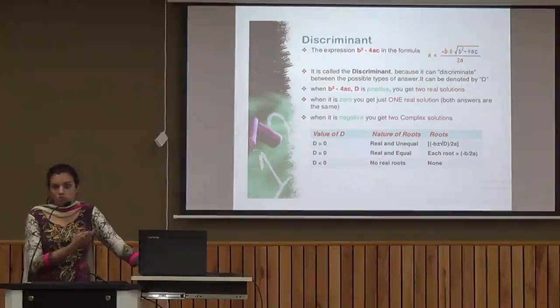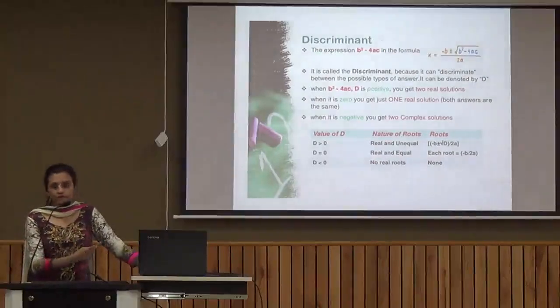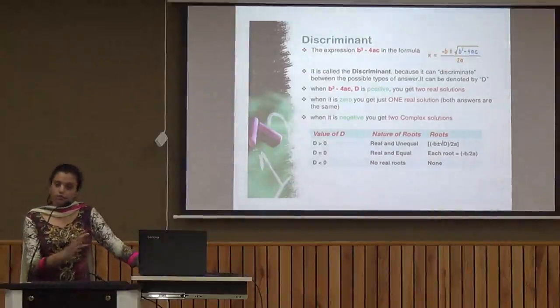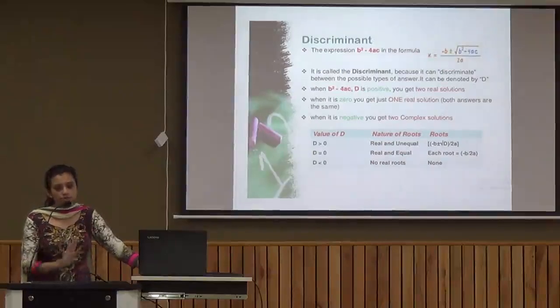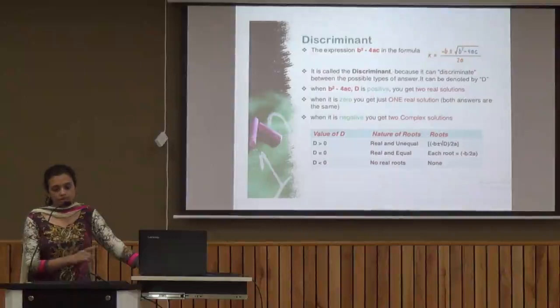See, we're going to have two solutions for x. Either they are both same or they are different, right? So, how do we get to know? When b square minus 4ac, that is d, is positive, you will definitely get two real solutions. In case it is 0, then you get both answers as same. And when it is negative, you get two complex solutions.